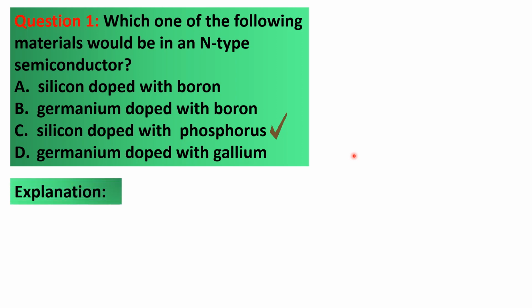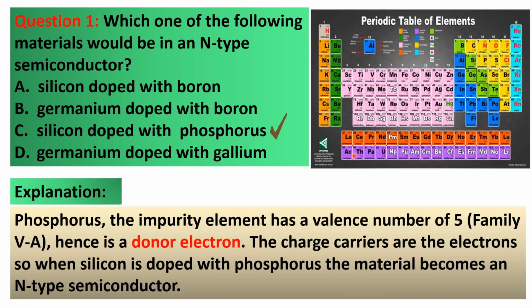Why? As shown in the periodic table of elements, phosphorus, when used as an impurity element, has a valence number of 5 since it belongs to family 5A. So it's considered a donor. As such, the charge carriers are the electrons themselves. So when silicon is doped with phosphorus, the material becomes what we call an n-type semiconductor.